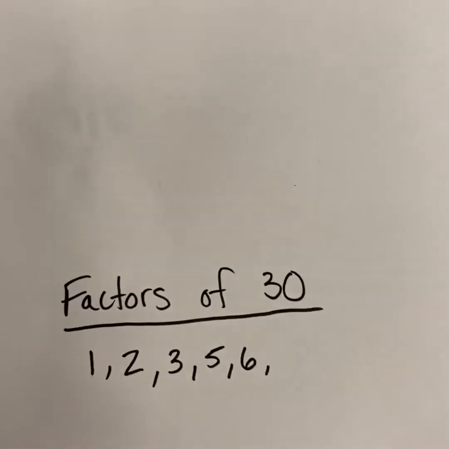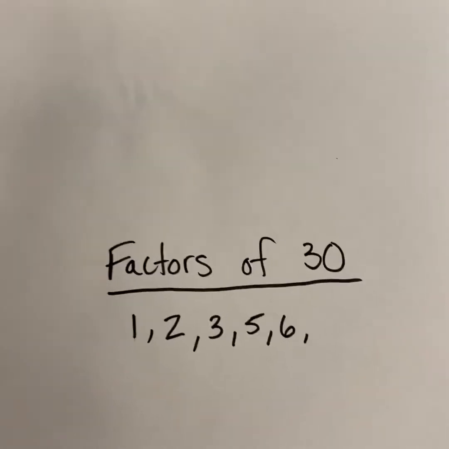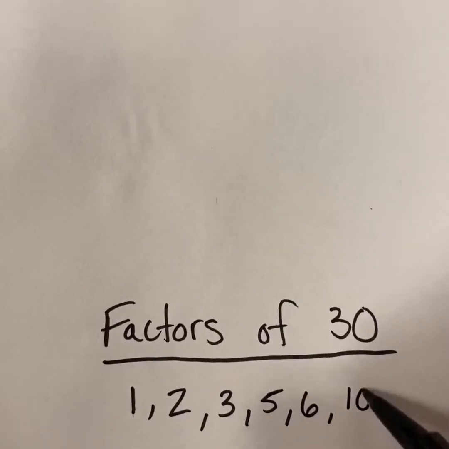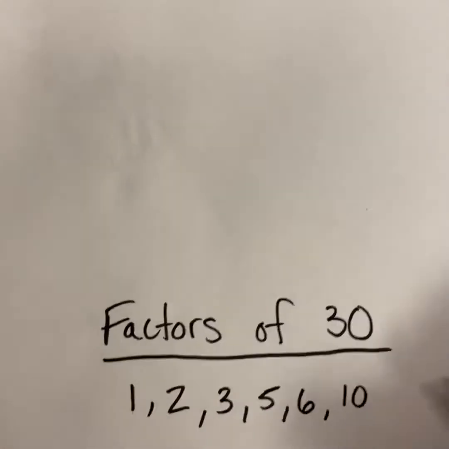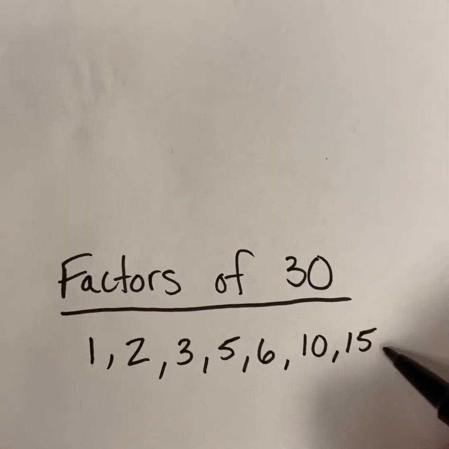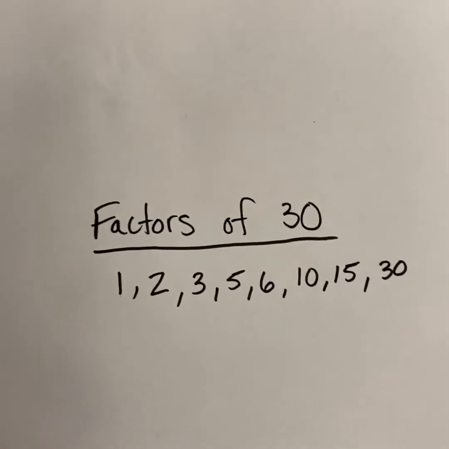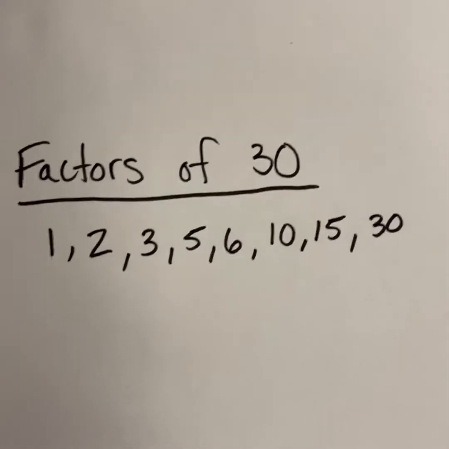5. Yes. 6. 6 times 5 is 30. Yes. 7. No. 8. No. 9. No. 10. Yeah, 10 times 3, remember? 2 times what is 30? 15. And our last one, 1 times 30. Okay, so you can do division and multiplication in order to find factors.